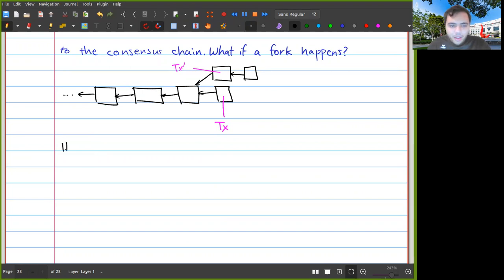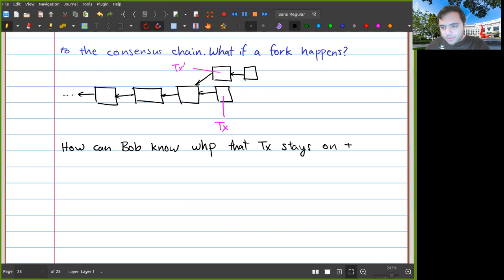So how can Bob know with high probability that TX stays on the consensus chain? Or actually, instead of just saying TX, let's say that TX was in a block B. How can Bob know with high probability that B stays in the consensus chain?